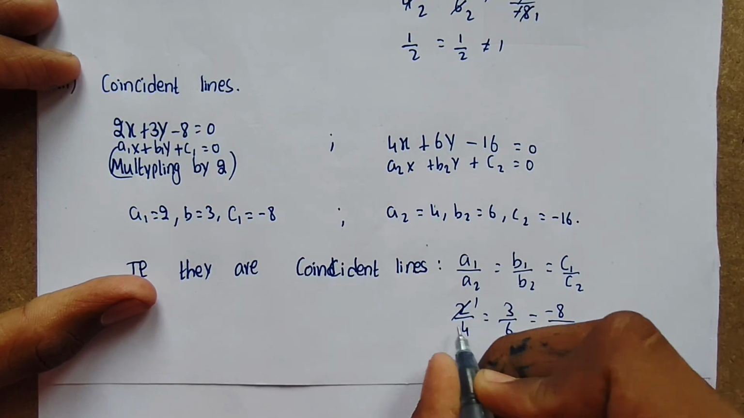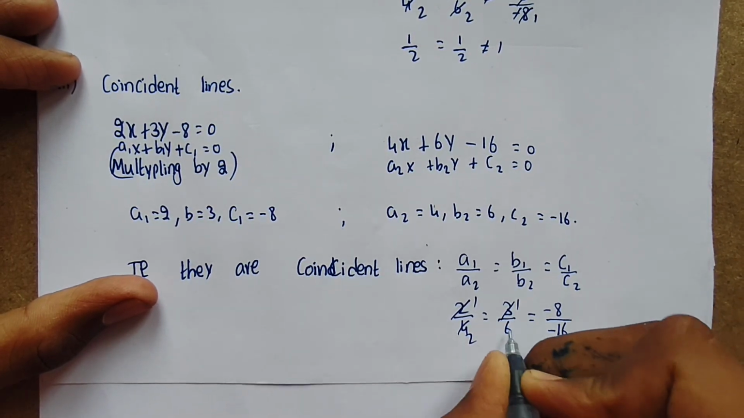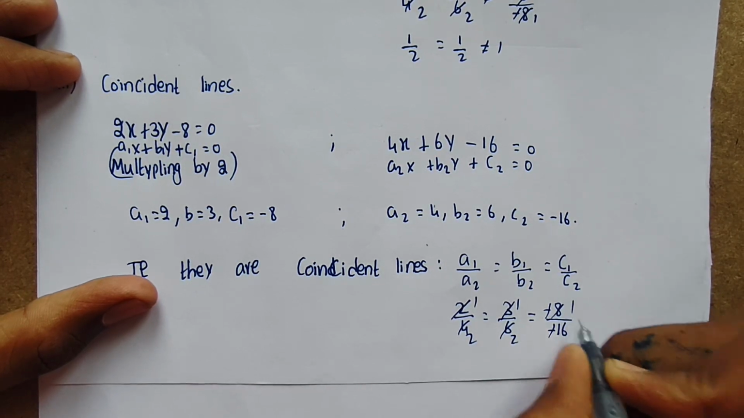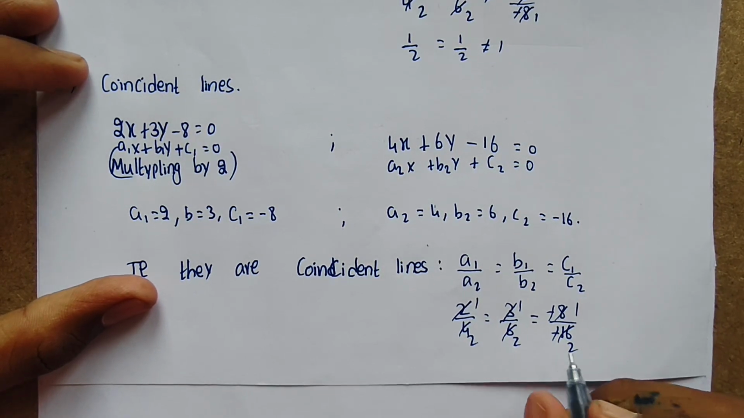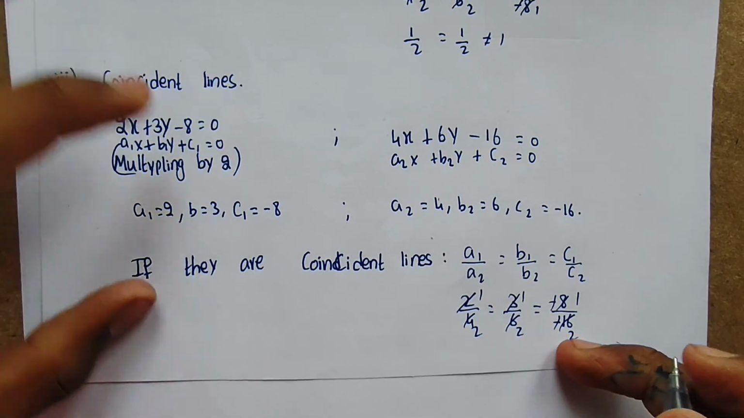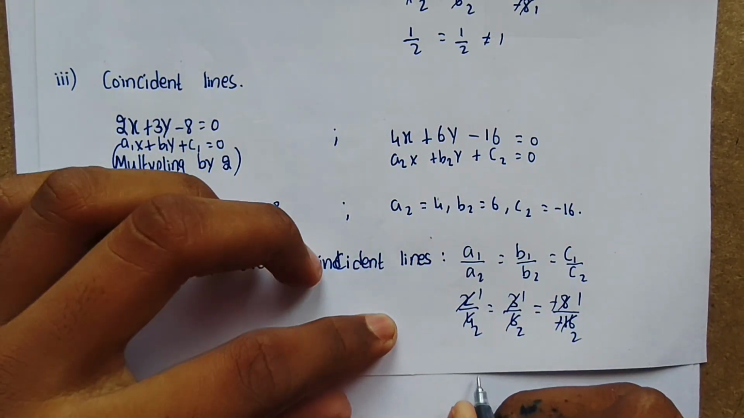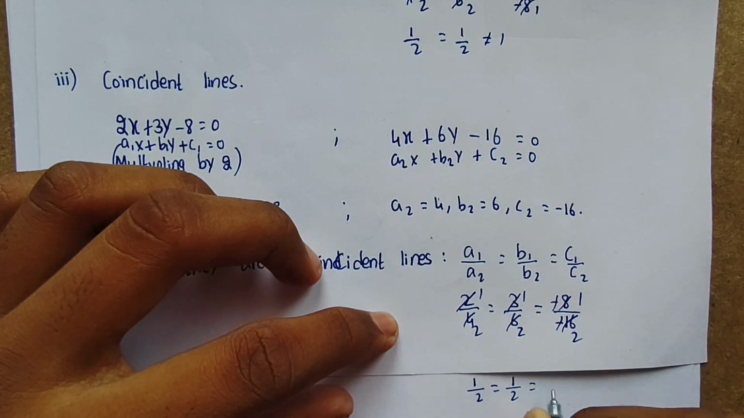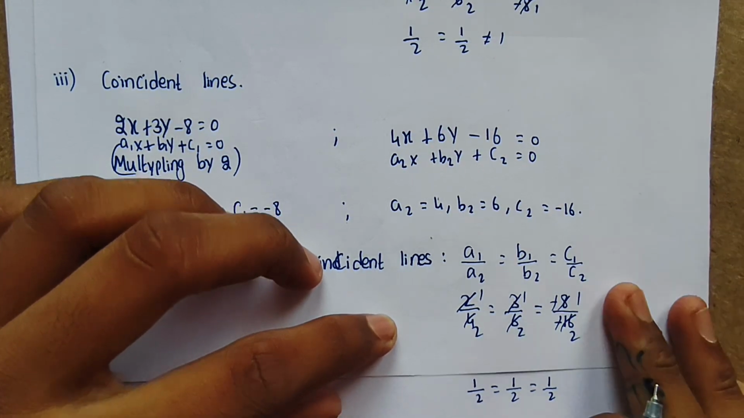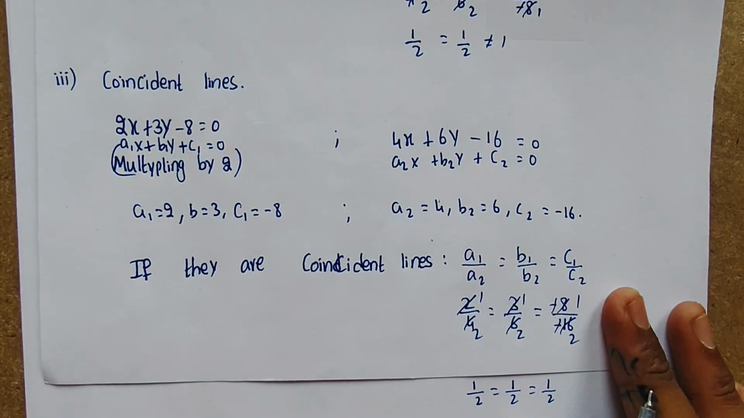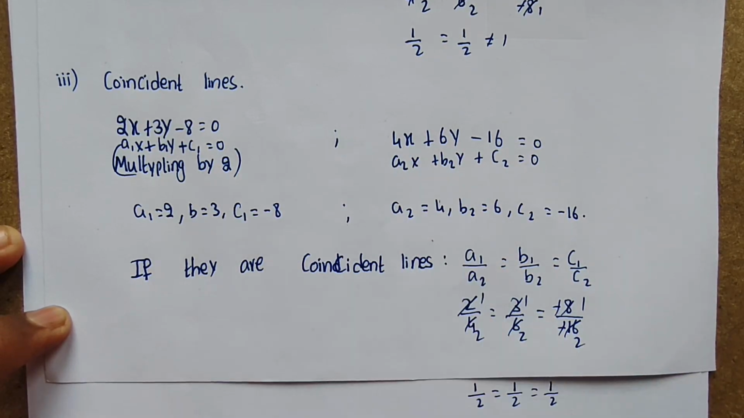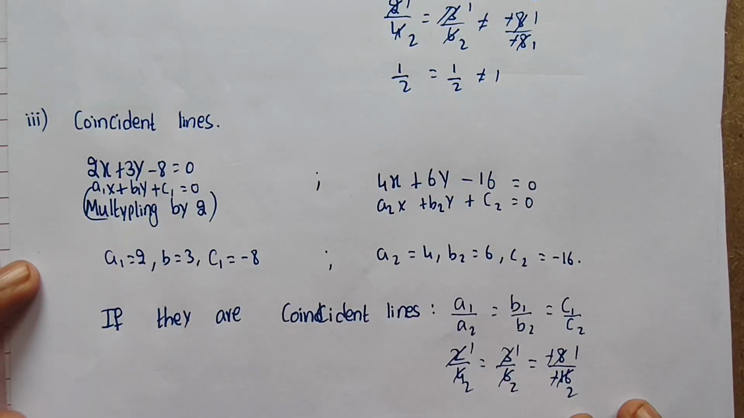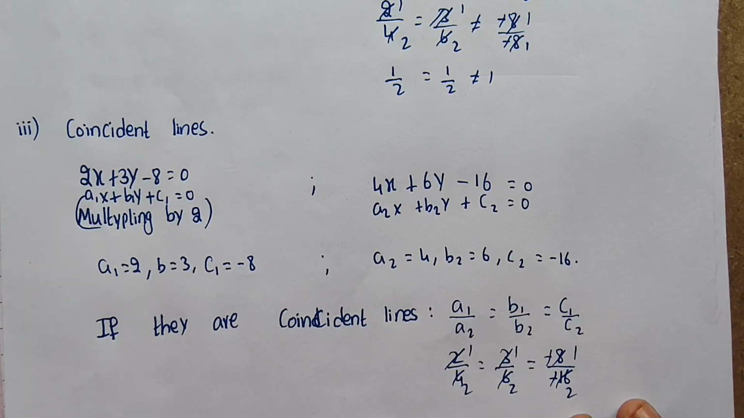Here 2 1s are 2, 2 2s are 4, 3 1s are 3, 3 2s are 6. Minus and minus gets cancelled. 8 1s are 8, 8 2s are 16. So we got 1 by 2 equals to 1 by 2 equals to 1 by 2. Hence, we had proved that those are coincident lines. So, we had completed the 6th problem. Let us go to the 7th problem.